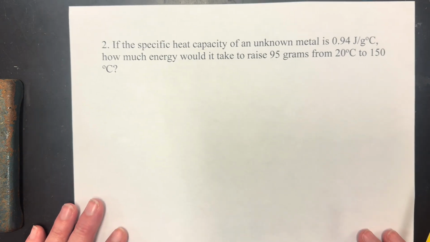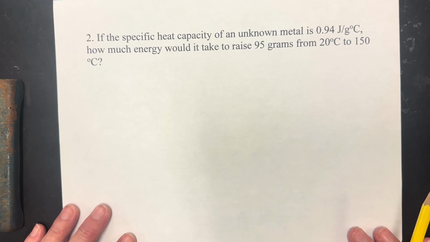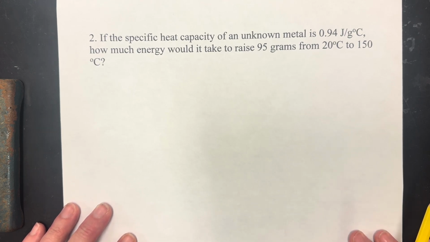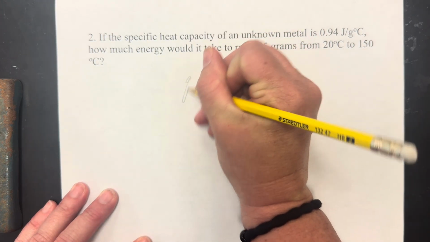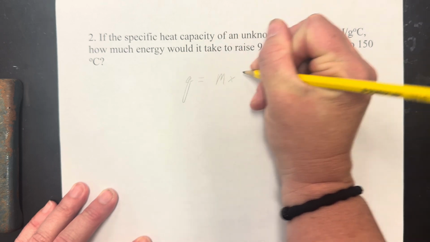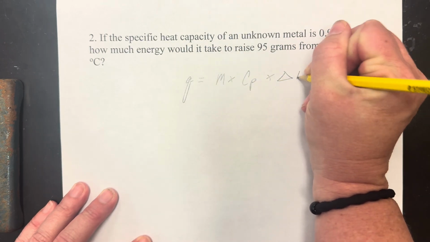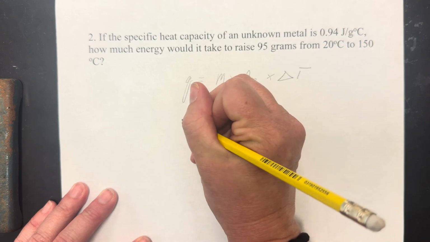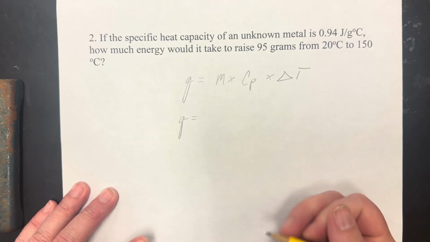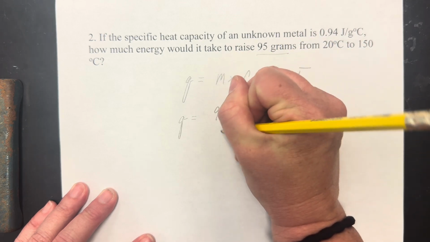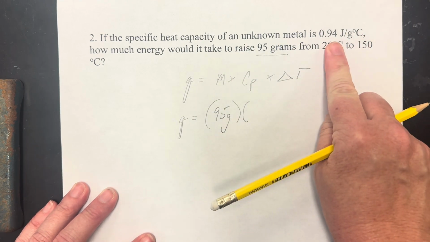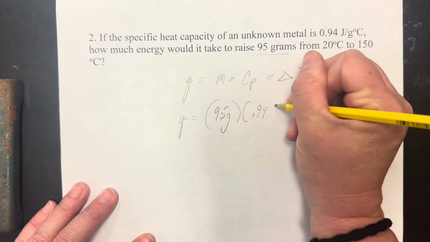All right, number 2, if the specific heat capacity of an unknown metal is 0.94, how much energy would it take to raise 95 grams of this from 20 to 150? So this is just, again, a very simple MCAT situation. Okay, we're looking for how much energy. Q is just heat, it's a form of energy. So you are dealing with 95 grams. The specific heat of this metal is 0.94.